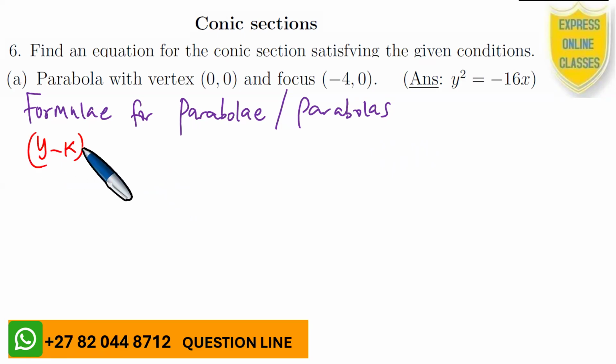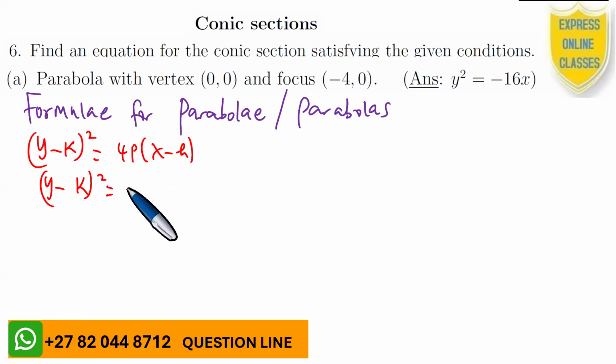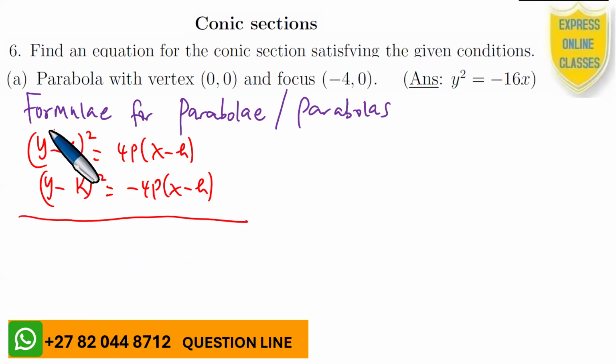Y minus k squared is 4p times x minus h. Y minus k squared is minus 4p times x minus h. So there are 4 formulas for the parabola. Okay, so we divide like this. These ones are for y squared, and then the others for x squared. X minus h squared is 4p times y minus k.